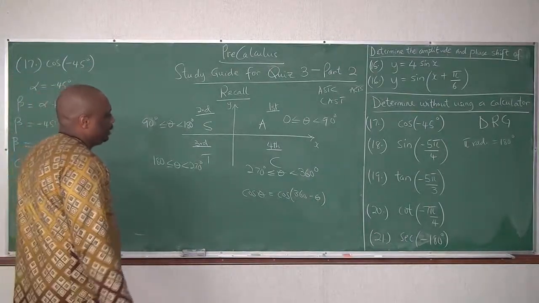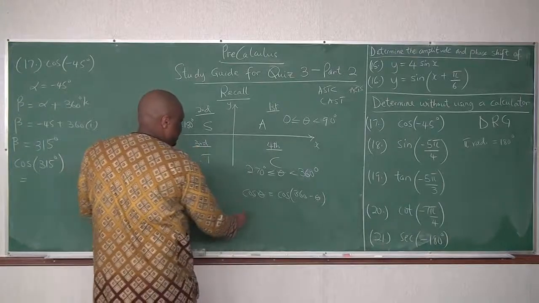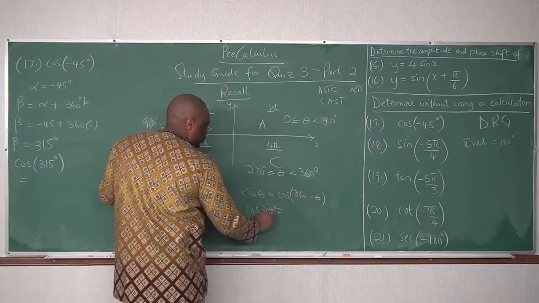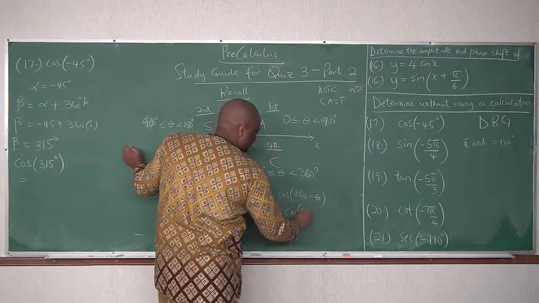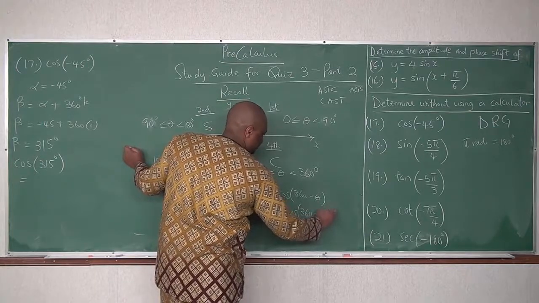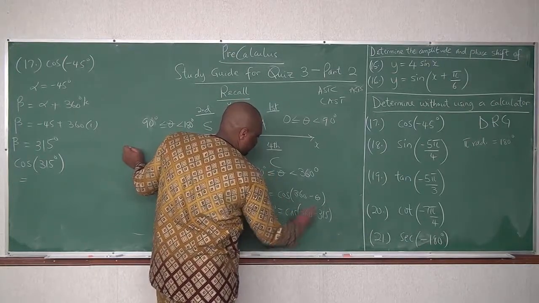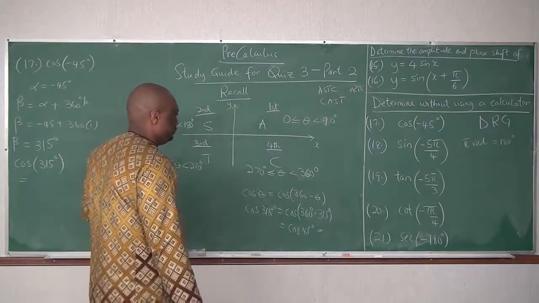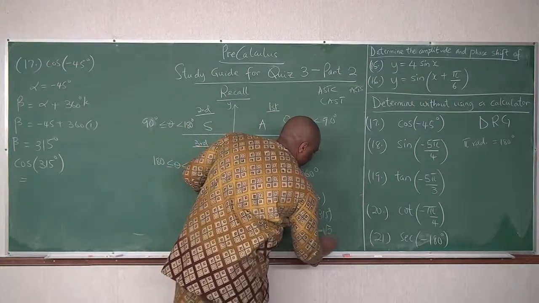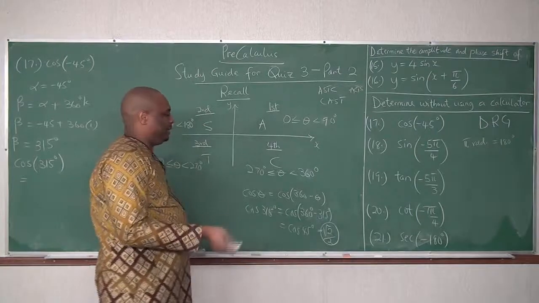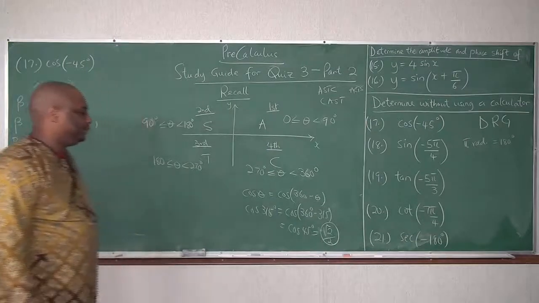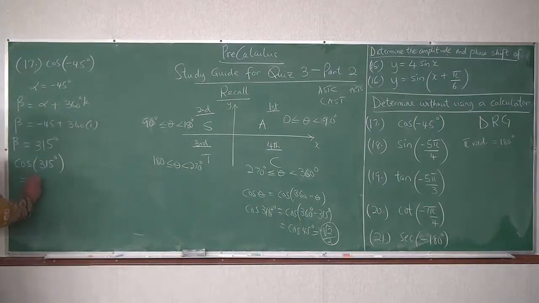So cos 315 degrees will be equal to cos of 360 minus 315 degrees, and this is cos 45 degrees. Of course, cos 45 degrees is root 2 over 2, because it's actually 1 over root 2, but it becomes root 2 over 2. So the answer to this will be root 2 over 2.